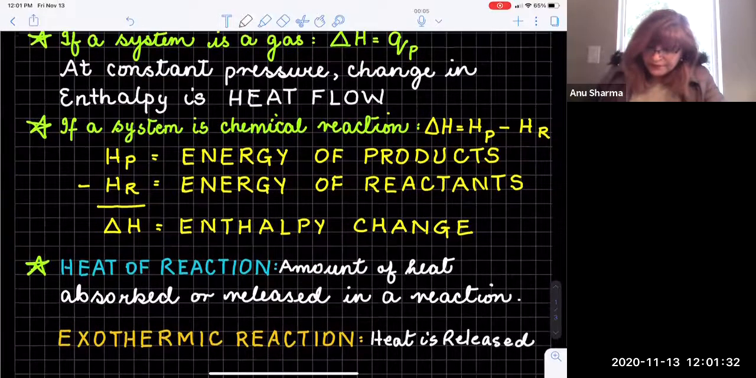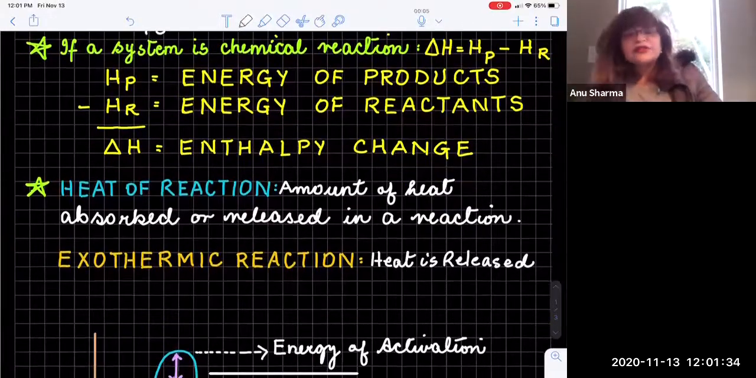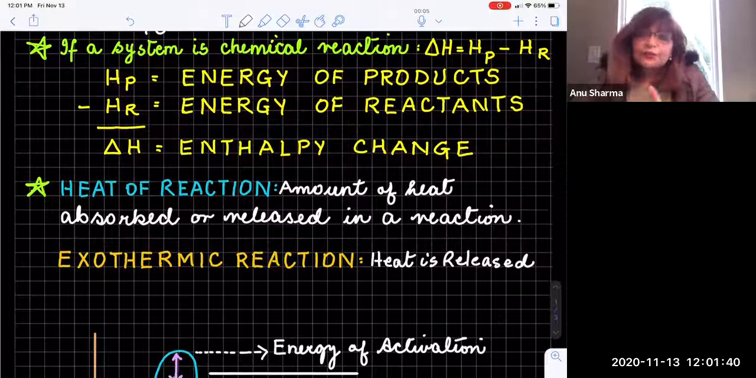So it's QP. But if you're dealing with the systems in which there is a chemical reaction, we are looking at the difference in the energy of the products and the energy of the reactants. And that difference is called the change in enthalpy. And change in enthalpy is really the heat of a reaction. How much of the heat is absorbed or how much of the heat is released in a chemical reaction.